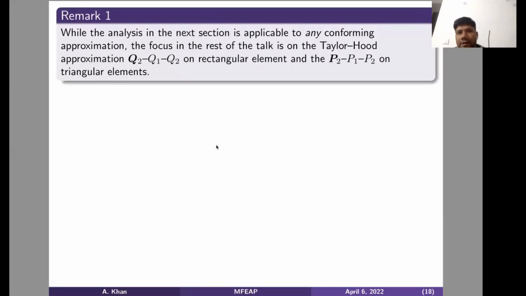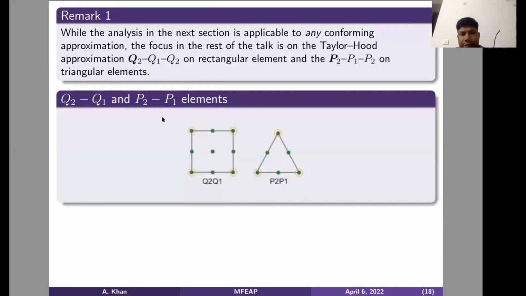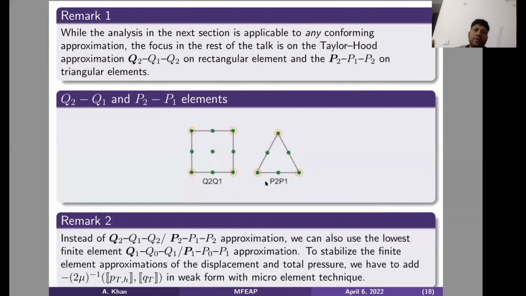For example, we are going to use a Taylor-Hood element Q2, Q1, Q2. We know that this Q2, Q1 already satisfies the inf-sup condition, and we can use it, and this will be well posed for our problem. We can also use, instead of this, P2, P1, P2 on the triangular element. So Q2, Q1 and P2, P1 are like that. Here Q2 has 9 degrees of freedom, and Q1 has 4 degrees of freedom. Similarly for P2, P1. We can also go for any Taylor-Hood stable element.